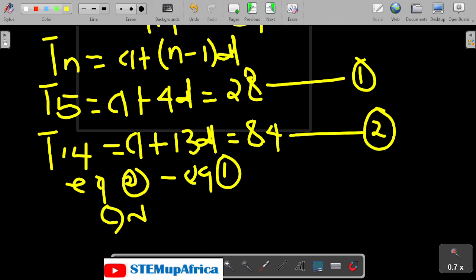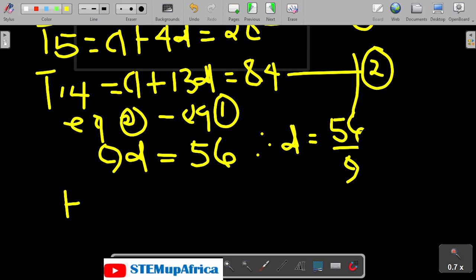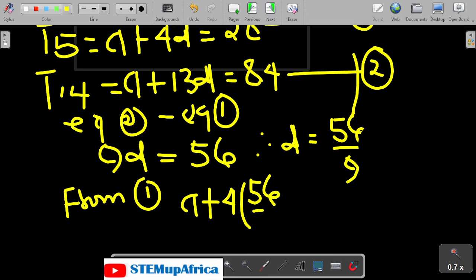So I'm going to have 9d, which is 13d minus 4d, that's 9d. 84 minus 28, that will give us 56. Therefore, my d is simply 56 over 9. Are they divisible? They are not. So my answer remains 56 over 9 as my d. So let's put d into equation 1 to find a. So from 1, my a plus 4 into 56 over 9 is equal to 28.